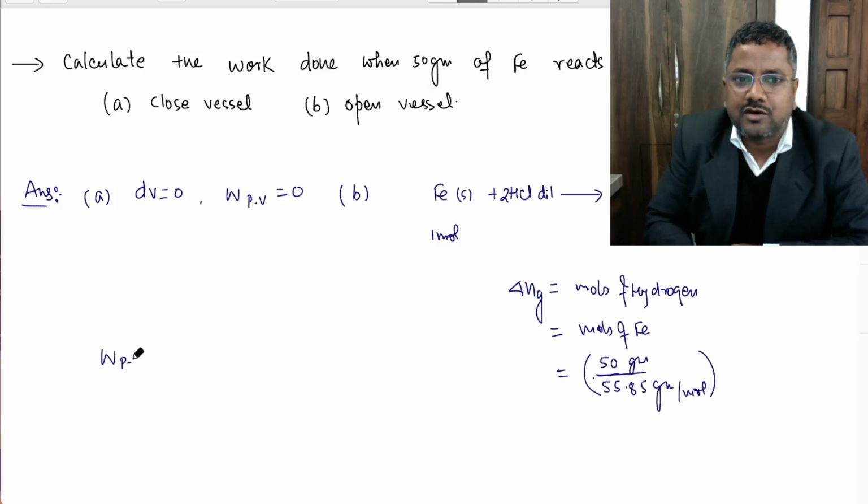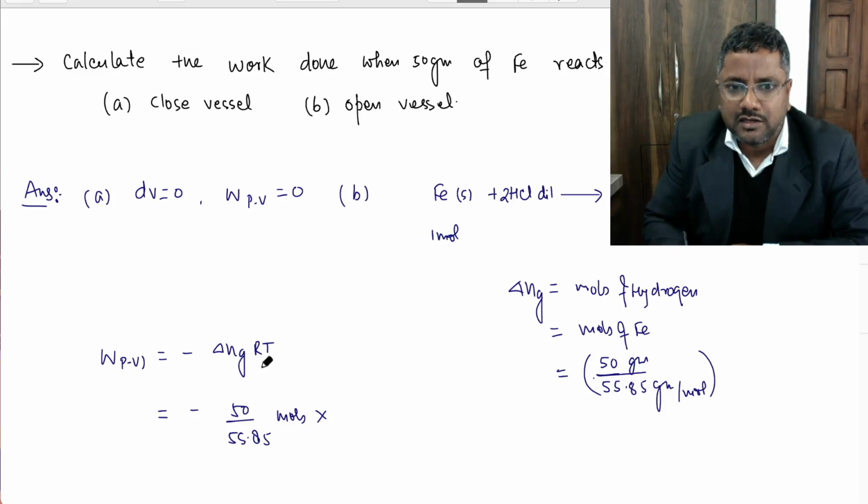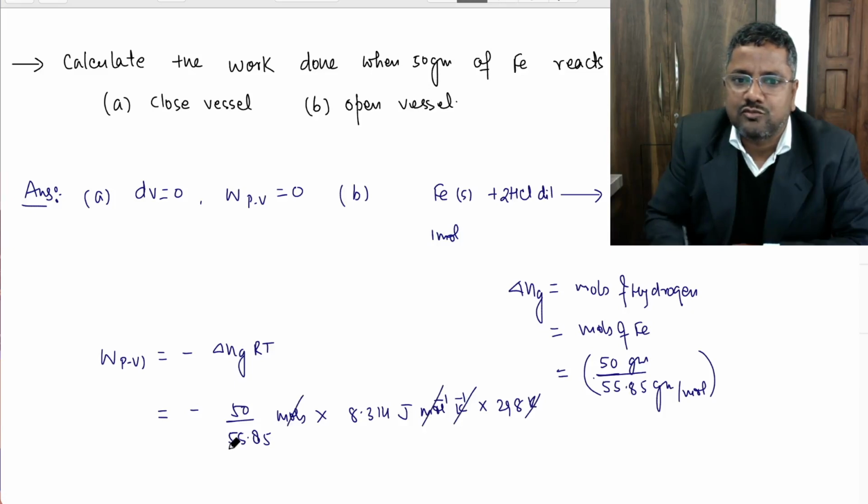So the PV work involved here is equal to minus delta NgRT. So this is equal to minus of this 50 by 55.85 moles into R 8.314 joules per mole per degree Kelvin into temperature 298 Kelvin. So this is equal to minus 2.2 kilojoule, right? So this is the answer.